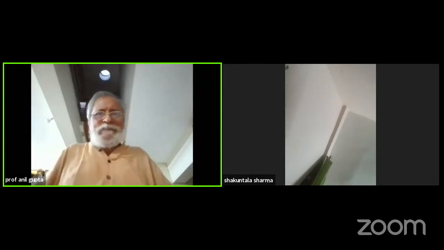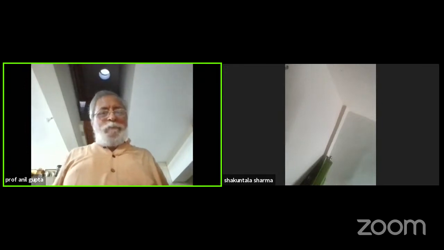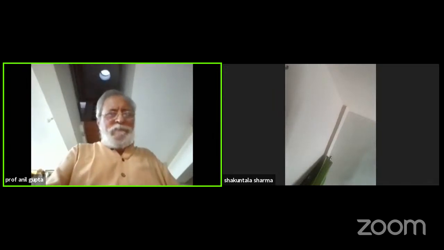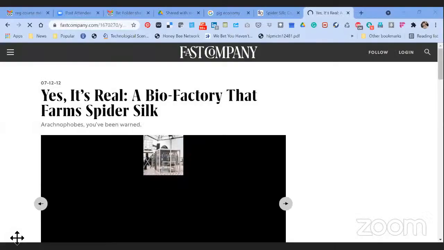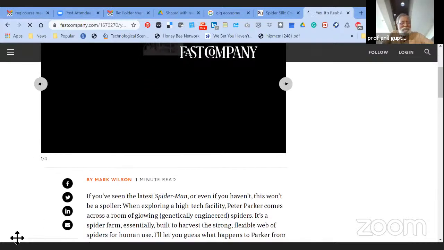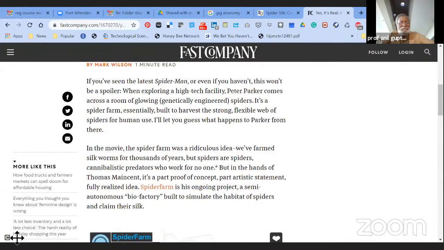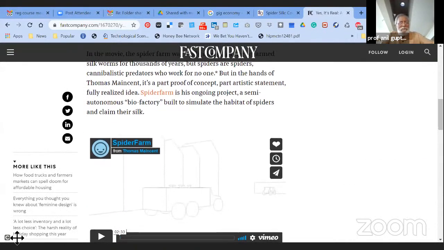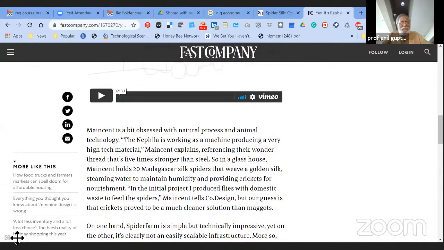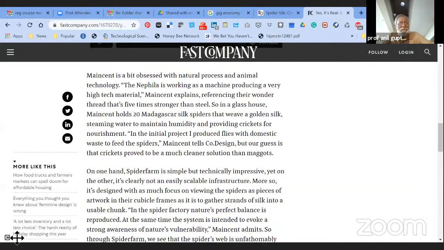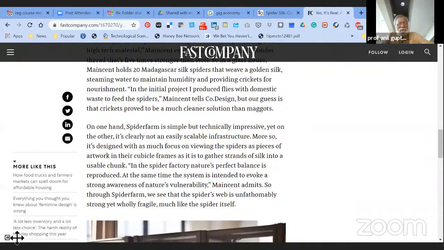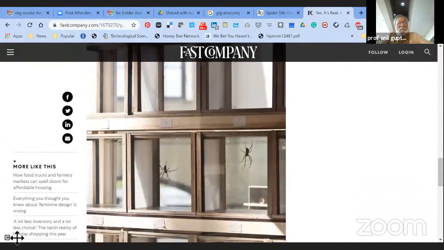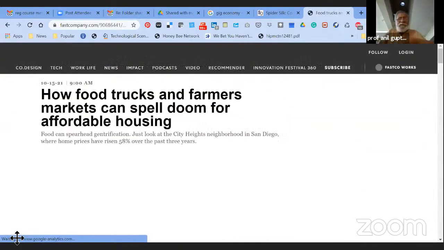Yeah, first of all, let me answer this question: a biofactory that farms spider silk, that exists. Here it is. In 2012, this machine was developed, and this is how we collect from the spider farm, identify these, and use them for different kinds of processes.